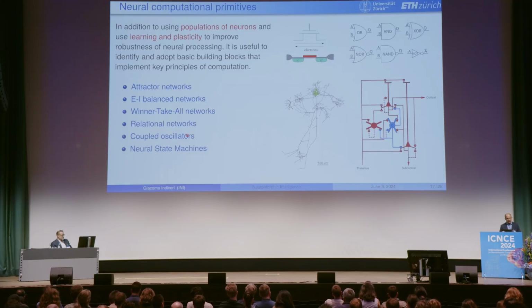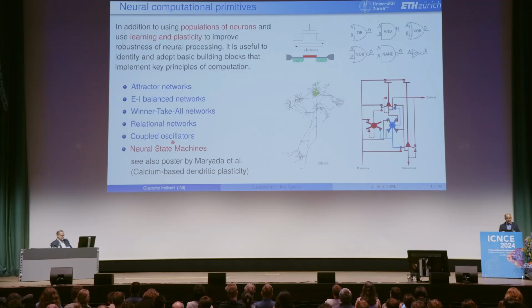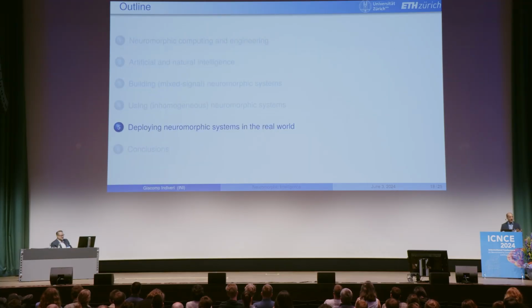And finally, neural state machines is something I would like to highlight and show you. I'm getting close to the end, just to show you what neural state machines can be used for with these chips. If you're curious about these attractor states and plasticity and learning with dendritic plasticity, calcium-based plasticity rules, there is actually a poster by Mariada that is going to go into the details of this. But now I just wanted to show you how we can deploy these chips.